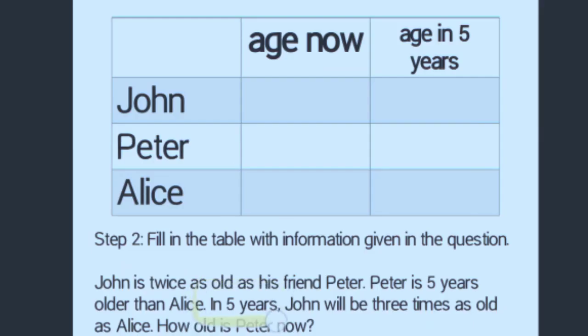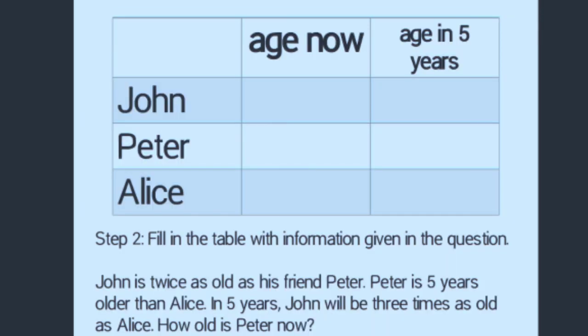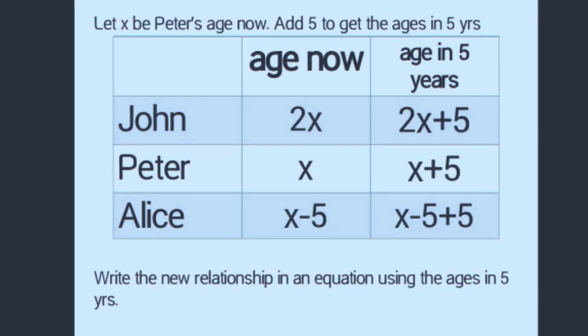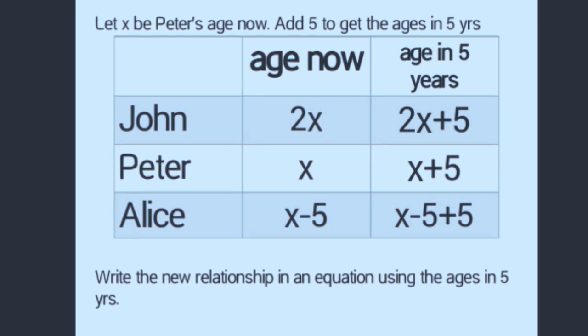So, in 5 years po, John will be 3 times as old. Si John is dapat 3 times as old as Alice na. So, how old is Peter now? So, ganito yun. Lagyan natin ito na, let X be Peter's age. Now, add 5 to get the ages in 5 years. So, we have John 2X, we have 2X plus 5, si Peter X plus 5, si Alice X minus 5. So, we add X minus 5 plus 5.